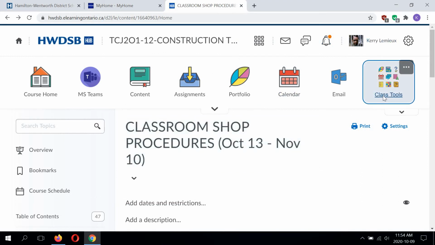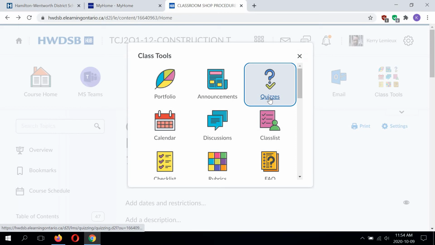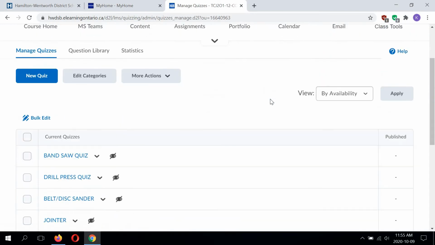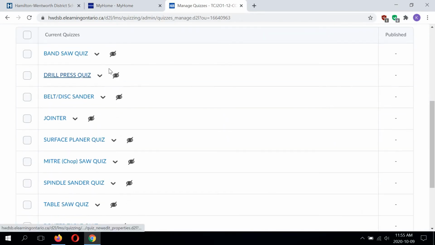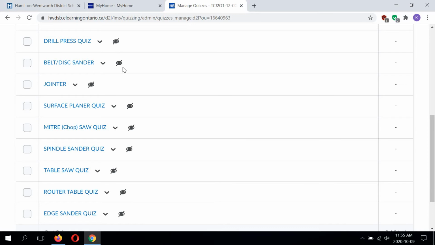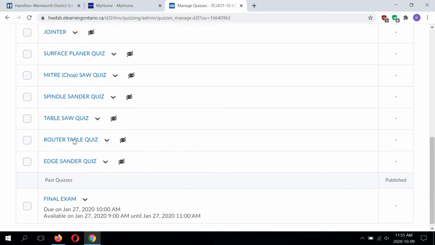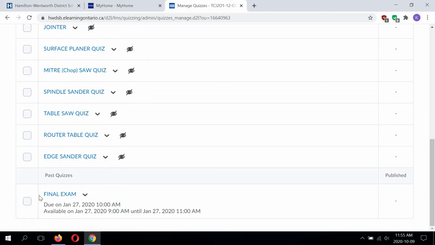We're going to go to Class Tools and we're going to click Quizzes. And here are all the machine safety quizzes. Now currently you won't be able to see them in student mode. I'm in teacher mode, so I see them, but I've got them hidden. So I'm only going to be releasing them as we need them. And the exam is here, but this is from last January, so it's not accessible either.